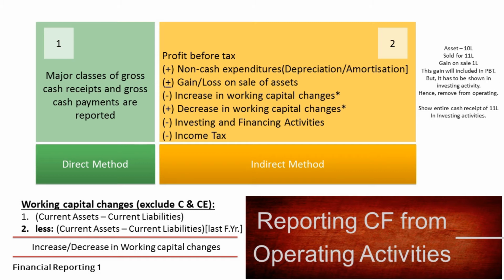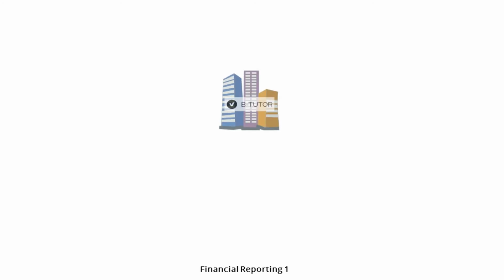Next, remove other investing and financing activities like dividends and interest costs. The total of the above is cash flows from operating activities. Remove income tax from it, and you will get net cash flows from operating activity. Now let's understand this slide with an example.